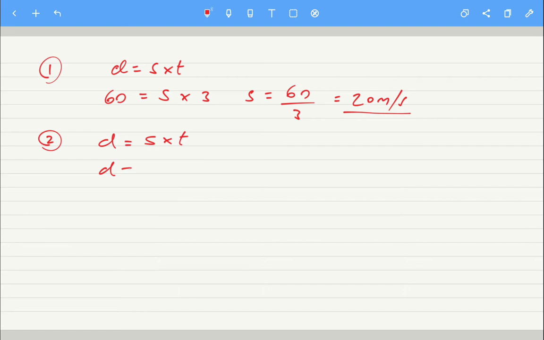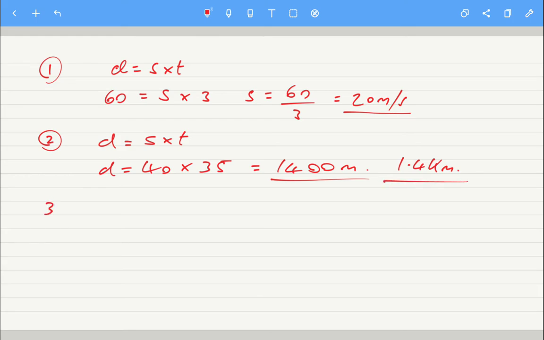So the second one, distance is speed times time. So it's 40 metres per second multiplied by 35 seconds. So that gives us a distance of 1,400 metres, or 1.4 kilometres.